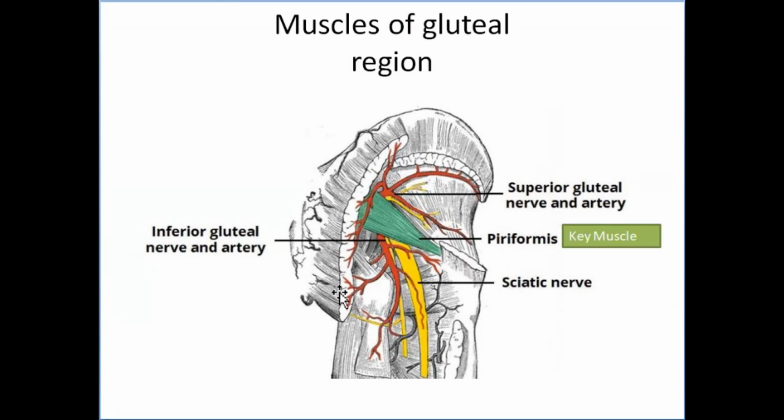This is the picture which is showing, as I told you, there are many important structures below the gluteus maximus. These details are not required now, but you should know that this is the piriformis muscle, which is also known as the key muscle. Why? Because above this is the superior gluteal region, which has superior gluteal nerves and vessels. Below this, we have the inferior gluteal nerve and vessels, and very important, the sciatic nerve. The sciatic nerve comes out from the lower border of the piriformis. Generally for injection, this site is selected, which is free of any important vessels and nerves.